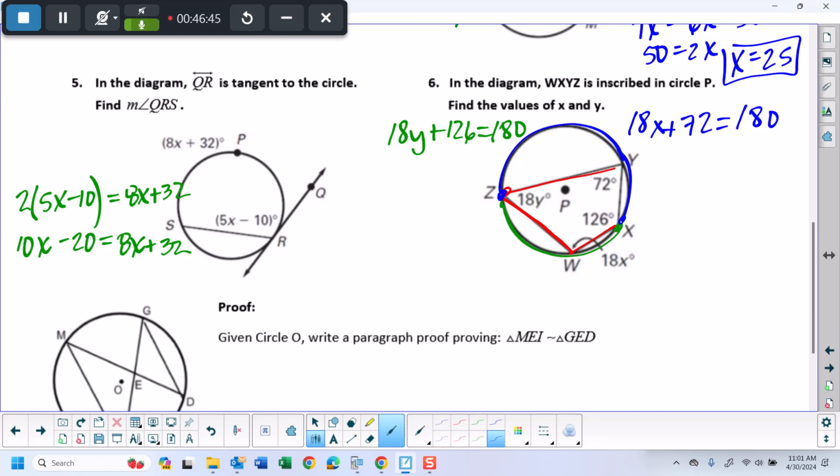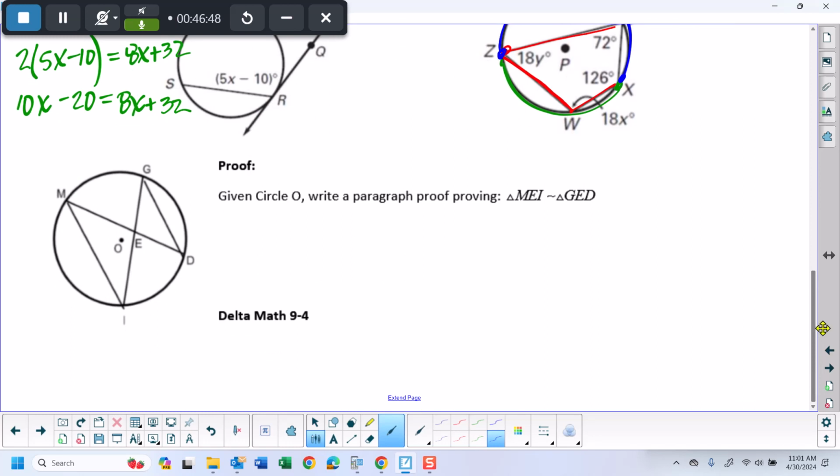All right, we have one proof in this section. Given circle O, write a paragraph proof that's proving that triangle MEI, here's triangle M to E to I, is, what's this mean? That it's similar to triangle GED. So if you didn't get this far with your group, I would like you to turn to each other and just tell me some ideas that you have on what you need to prove similarity and how you might do it on your marker set talk.